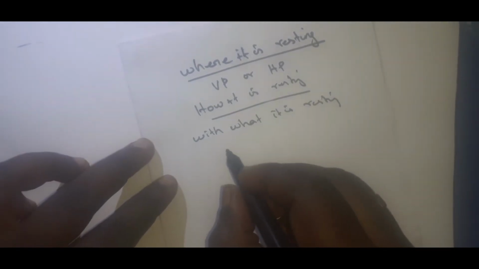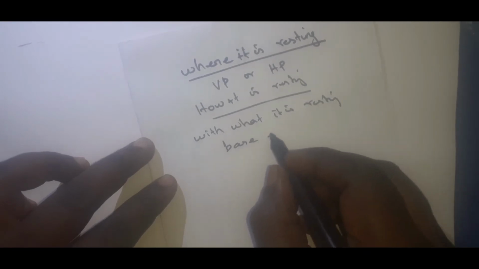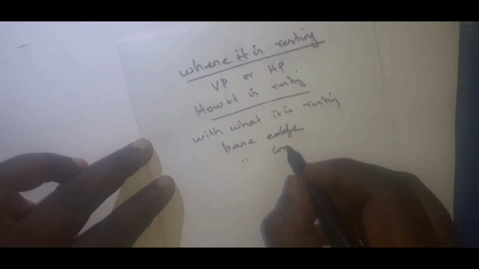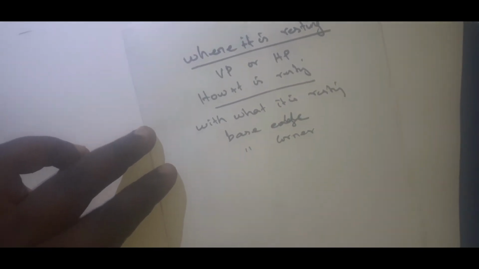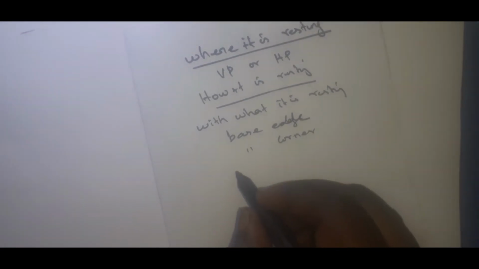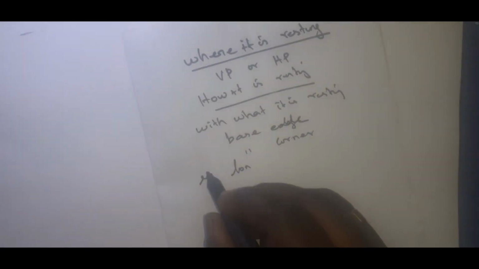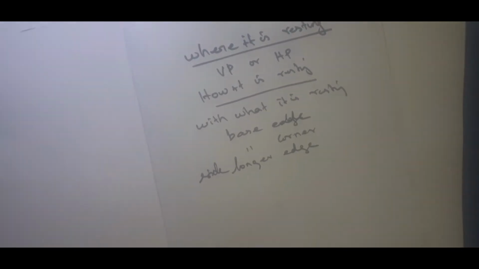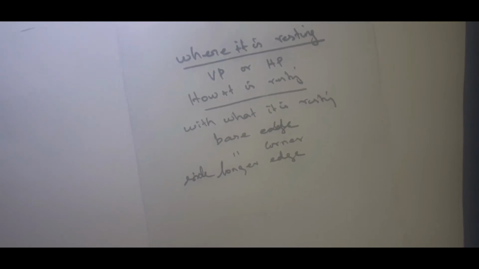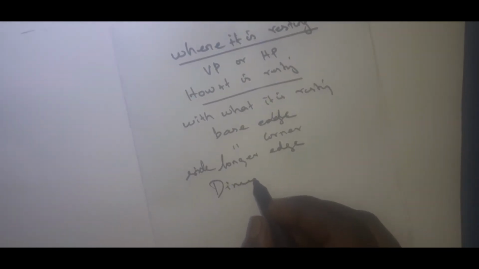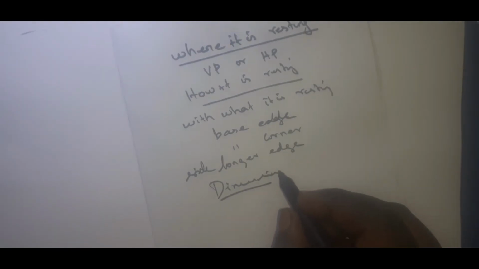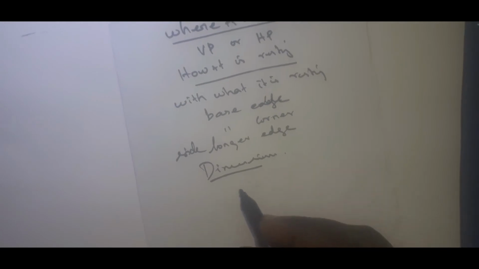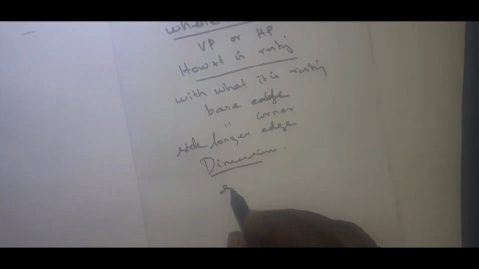With what it is resting means whether it is base, edge, otherwise base, corner, like that it will rest. Otherwise longer edge, side longer edge. Like that the question can be extended. Next, the dimensions. So here for the dimensions, not only the size and diameter, we also have to consider the shape.